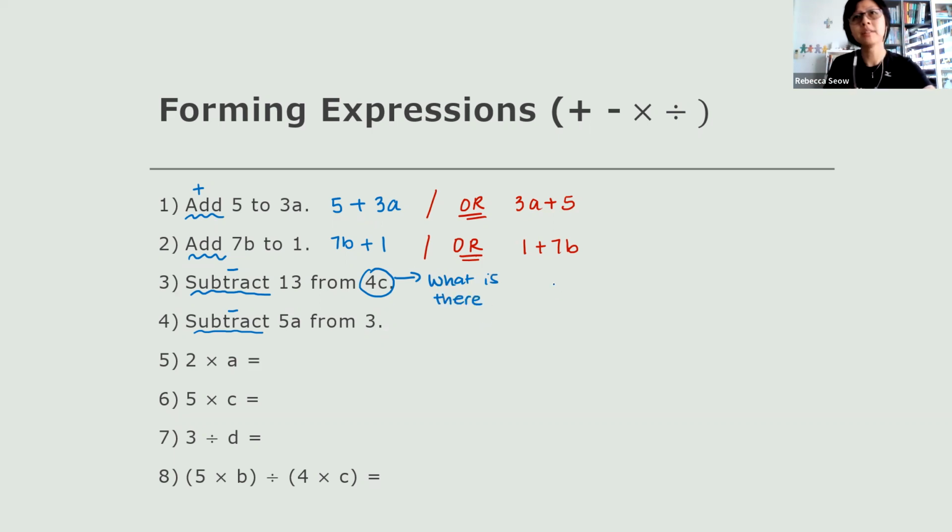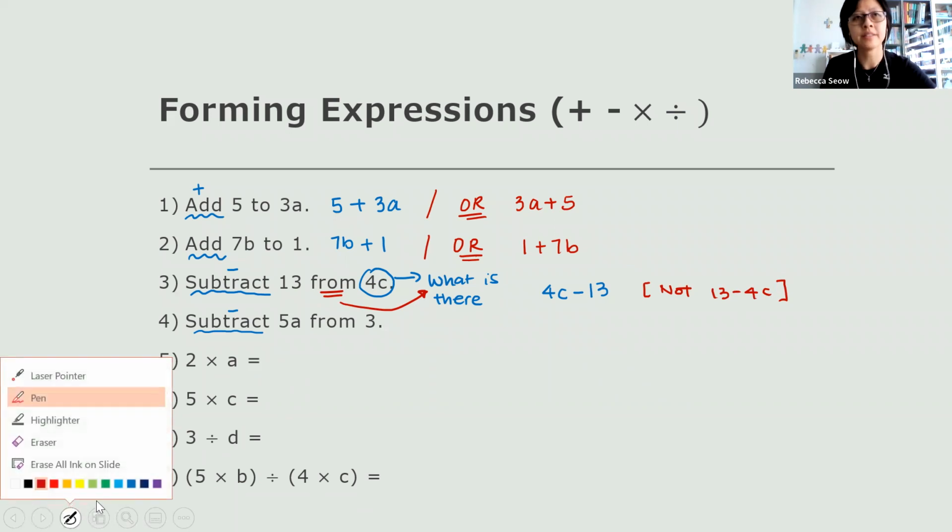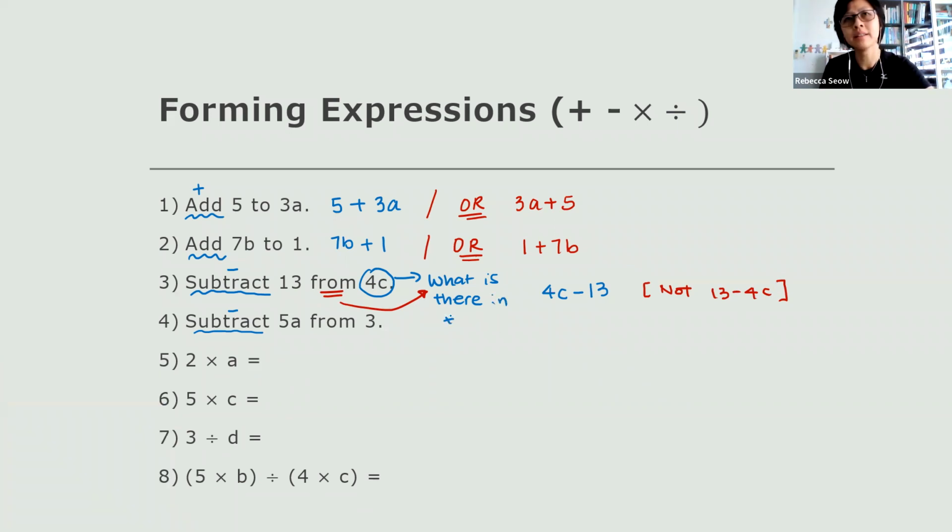So in our expression, 4c take away 13, for the fact that you subtract 13. We cannot say 13 minus 4c. That's not right. So perhaps let me put down, it is not 13 minus 4c. Okay. After the word from, the next number would tell you what the value that is there in the first place. What is there in the first place?